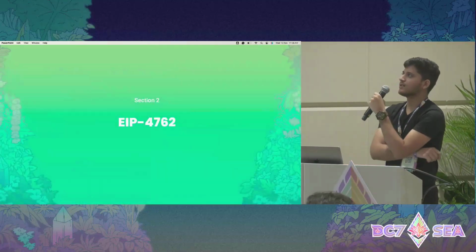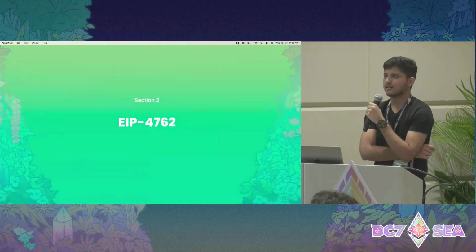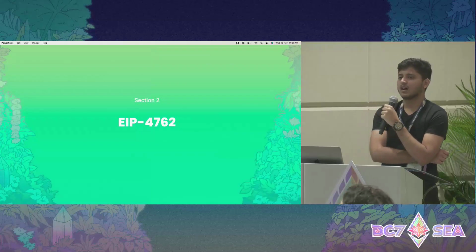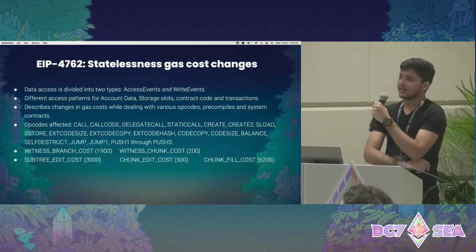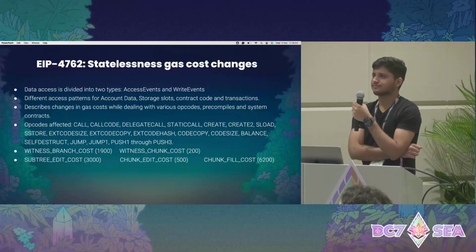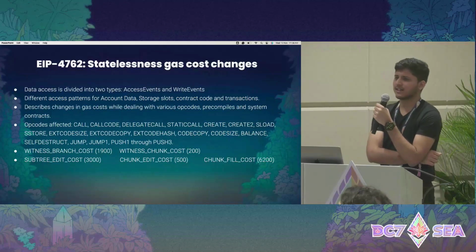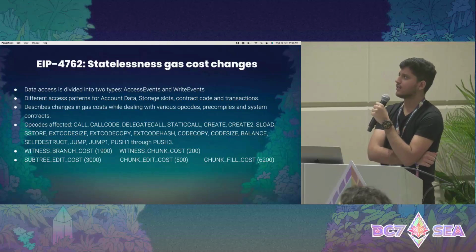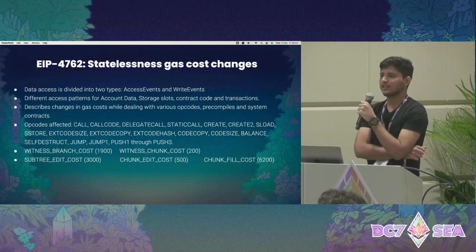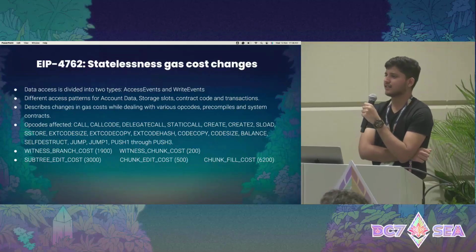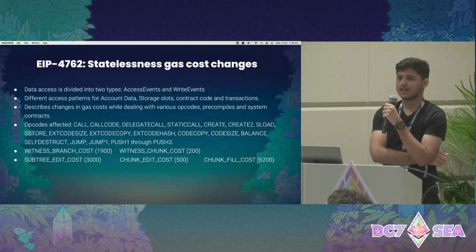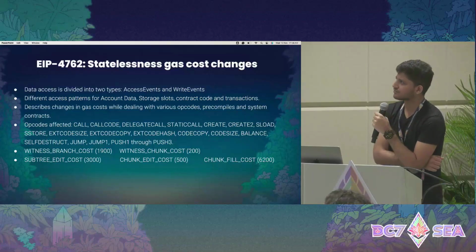So the next major EIP which was targeted by DevNet 7 was 4762. 4762 is basically the modification to the EVM for when the witness is constructed. All the gas cost changes needed to be implemented in the EVM because now construction of the witness is included in the block production, and all these accesses will require extra cost for accessing the various data required for witness construction.